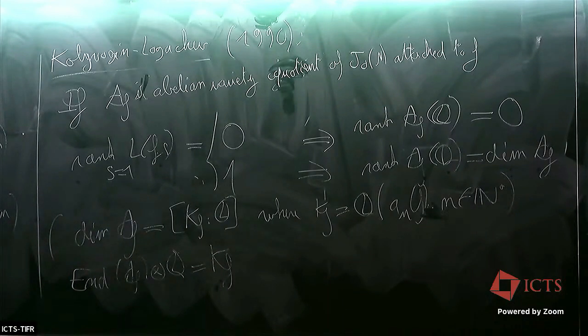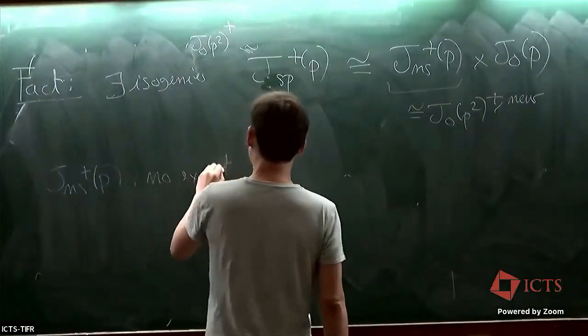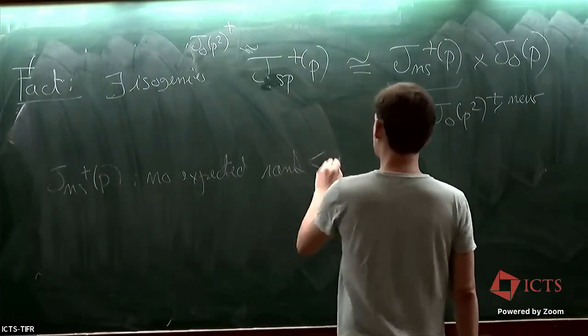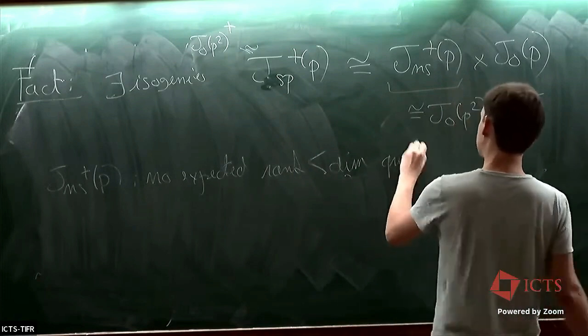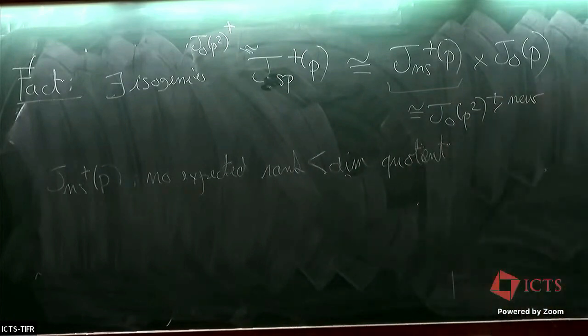So here, no expected rank less than dimension quotient, because of the signs of the L functions. So this was where we were at, I'd say, until 2015 or so. We were stuck here because there was no small rank quotient, so it was not clear what we could do. And that's when quadratic Chabauty comes into play. That's what I'm going to talk about now, briefly.